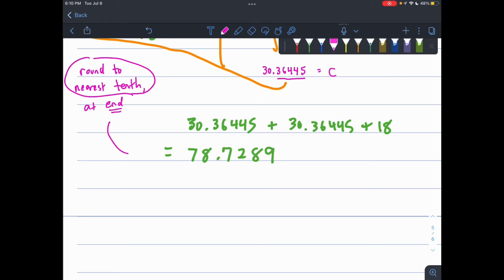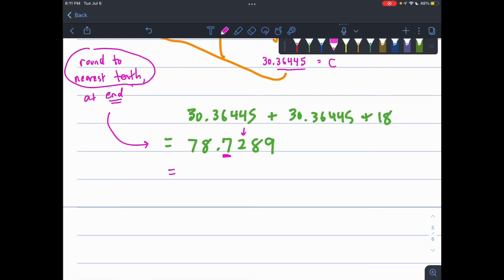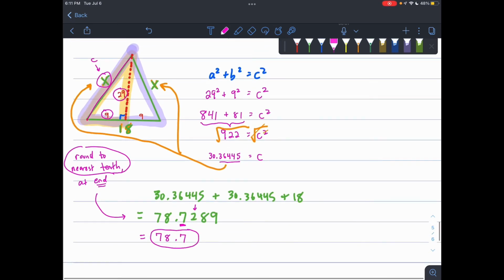78.7289. And this is the part, when we get to the very end, the perimeter, that we're going to round to the nearest tenth. So the 7 is in the tenths position. We look at the 2. We know the 7 is not going to change. It's just going to stay a 7. And that ends up being the perimeter for that. Okay, so that's the last example in that section. And we've got just 3 more, 1, 2, 3, 4 examples to look at.